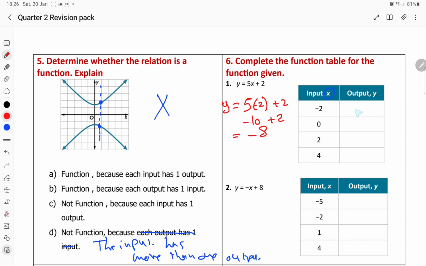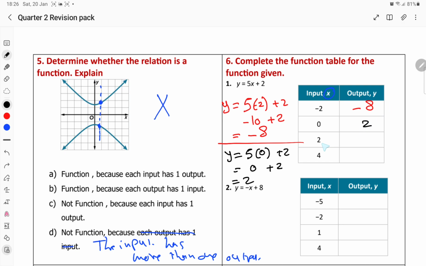So the answer is negative 8. Again, the x now is 0. So y equals 5x plus 2. What is x? 0. 5 times 0 is 0, plus 2. So 0 plus 2 is equal to 2. Very good. Let's continue.